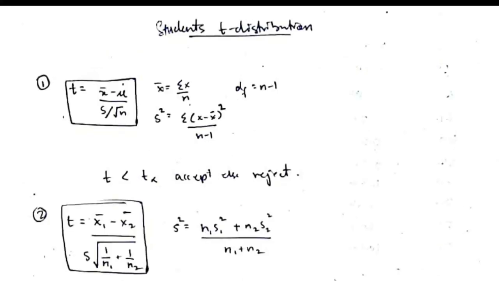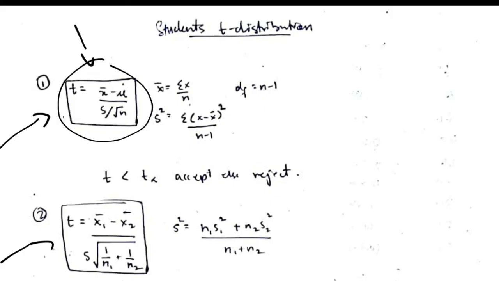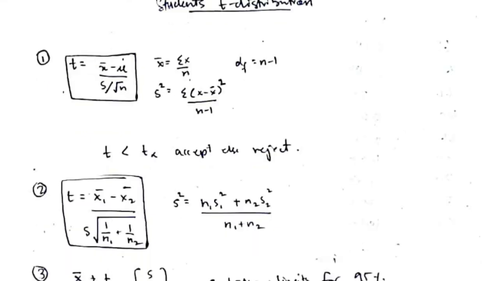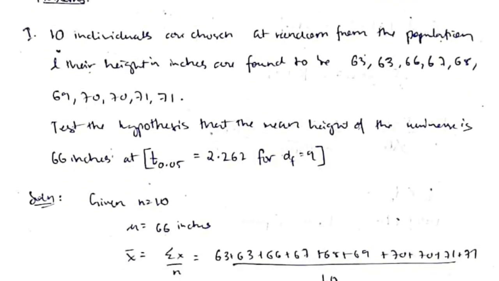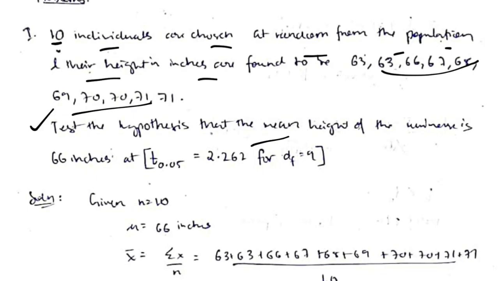In the student's t distribution, there are three types of formulas under which questions could be asked. This is the most commonly asked type of formula question. So let's look at it. In this type, the question is: 10 individuals are chosen at random from a population, and their heights are found to be these values, and we have to test the hypothesis that the mean height is 66 inches. We will be given two values, the t value and the df value.